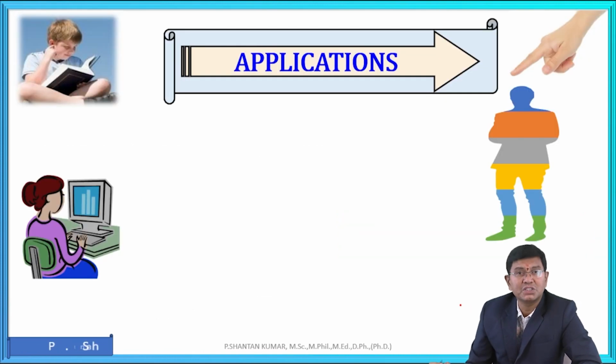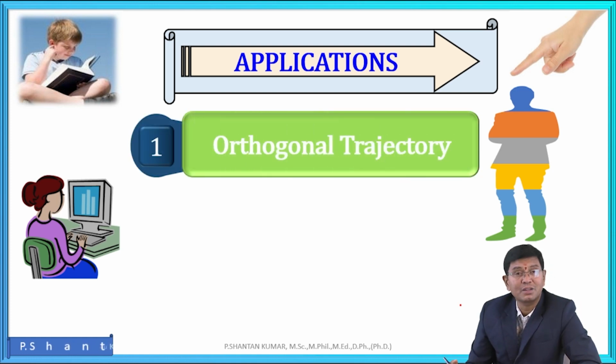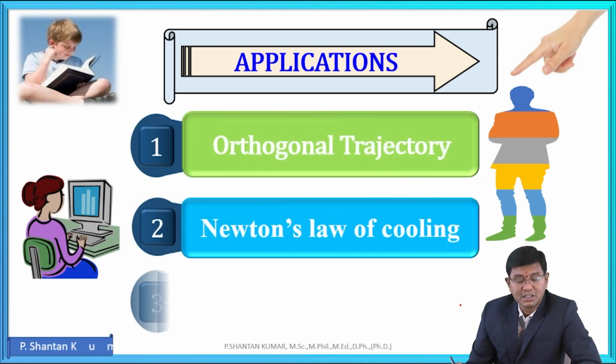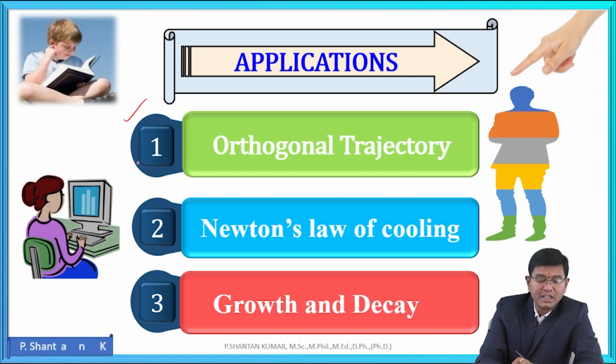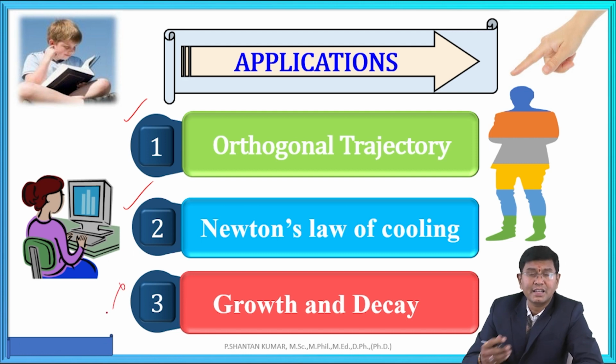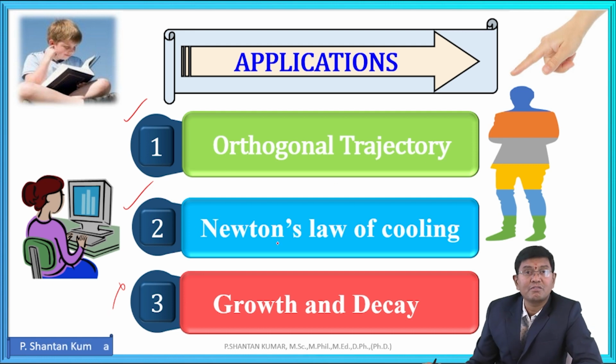And what are the applications? Under the applications of first order and first degree differential equations, there are basically three different types. One is the orthogonal trajectory, second is Newton's law of cooling, and third is growth and decay. But as per our syllabus, we need to discuss only the first and second. The third one is not required. We are not going to discuss growth and decay. Only the orthogonal trajectory and Newton's law of cooling.